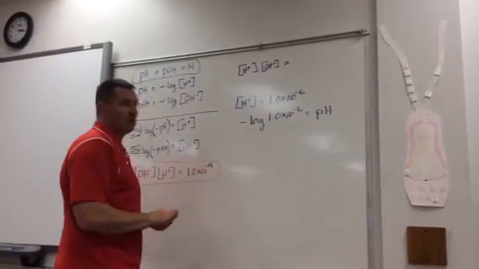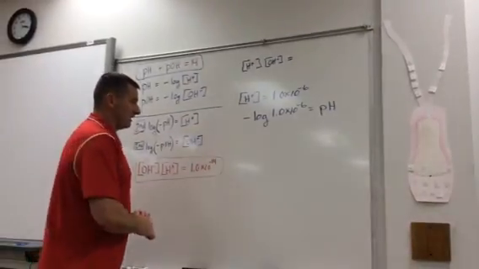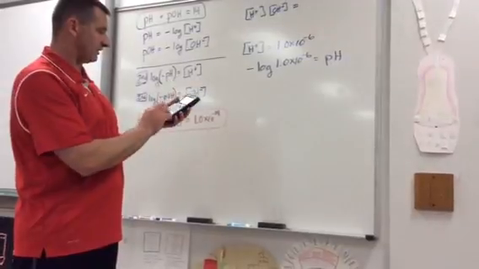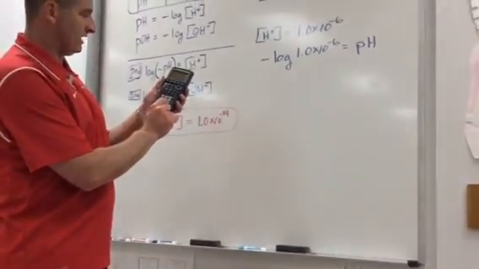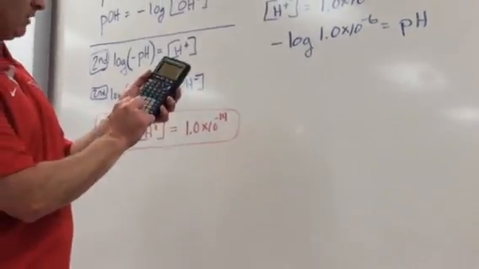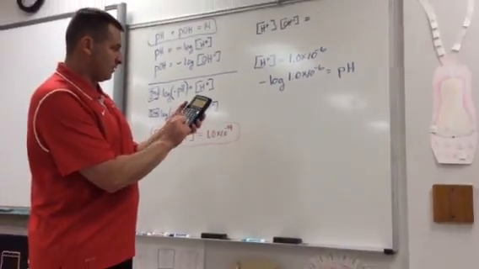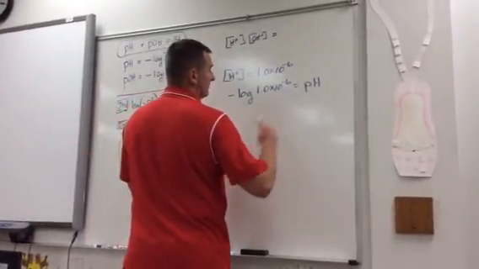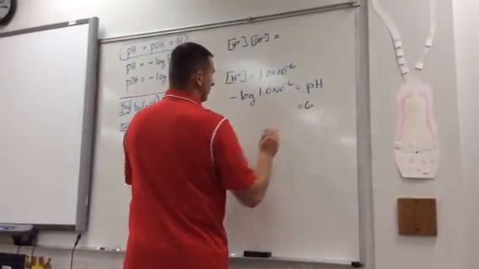So how do I punch that in my calculator? If you have a Casio or a TI calculator, then you can simply put negative, hit the log button, and then enter 1.0 exponent negative 6, and the answer you're going to get is 6.